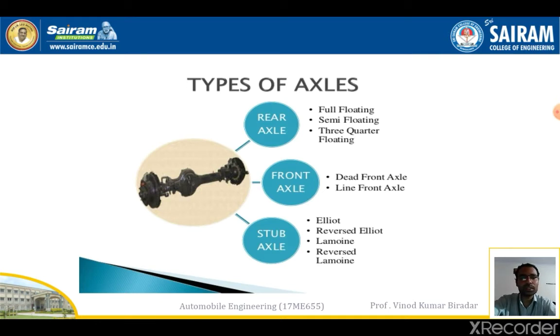Different vehicles use different types of axles. A sports car axle is different, a normal car axle is different, and heavily loaded vehicles and trucks use different axles. Here they are categorized into three types: rear axle, front axle, and stub axle. Rear axles include full floating, semi floating, three quarter floating, and so on. Front axles are of two types: dead front axle and live front axle, which are commonly used in almost all vehicles. Stub axles are Elliot, reverse Elliot, Lamoine, and reverse Lamoine.